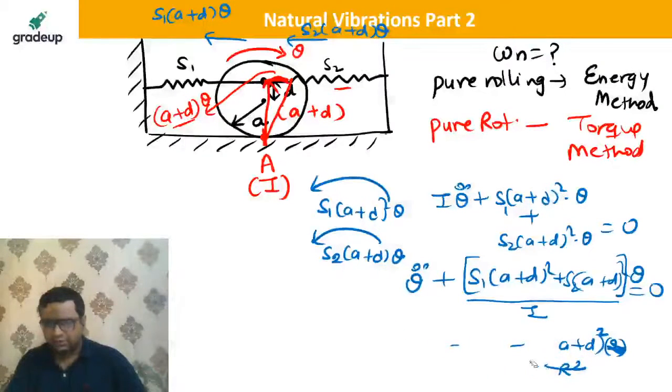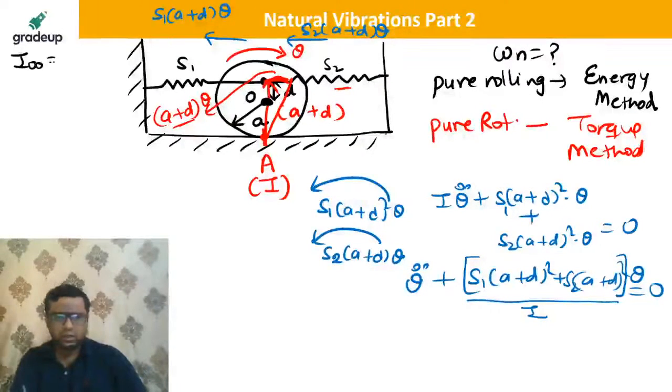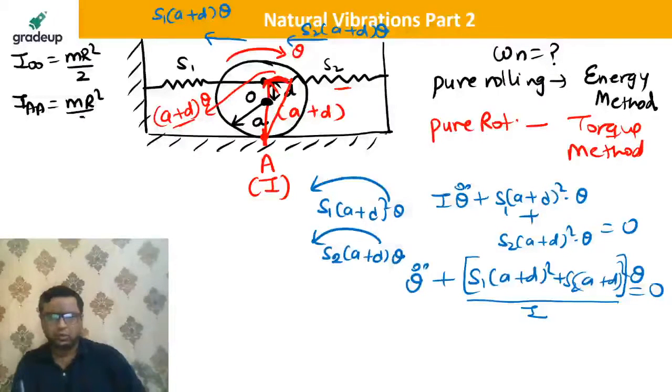As I was saying, it was mr square by 2 about point O, which is the center of the disk. But if we are going to find out about A, it is going to be mr square by 2, apply parallel axis theorem, plus mr square, because r is the distance, because this is the center of rotation A. So I need to find out about A. It will be 3 by 2 mr square.